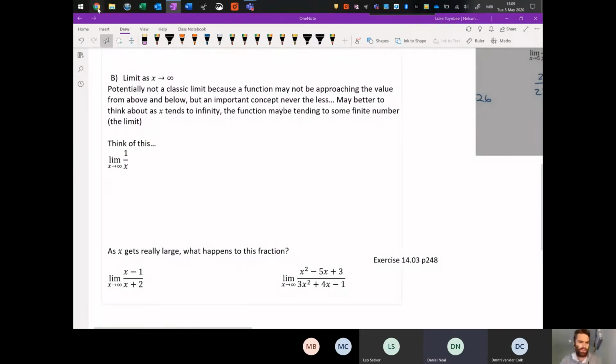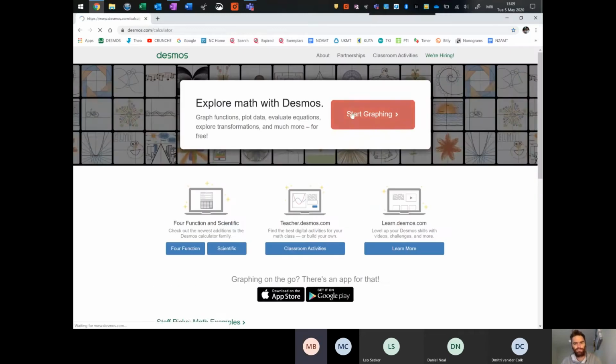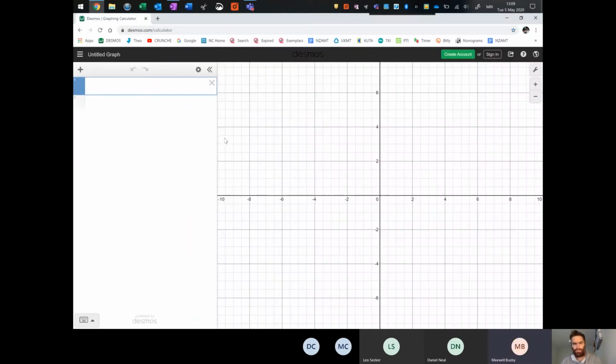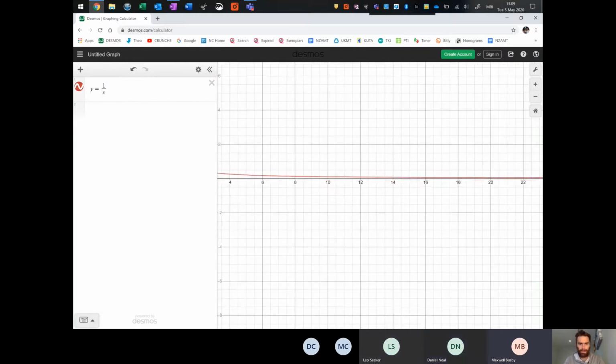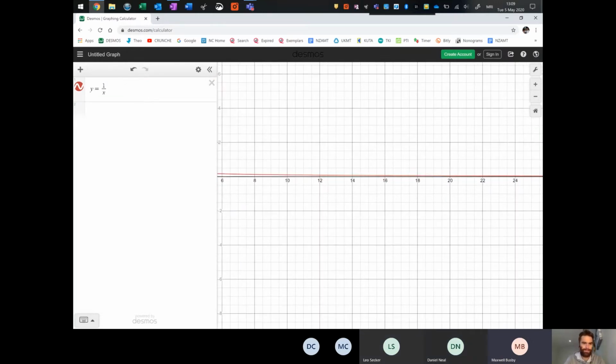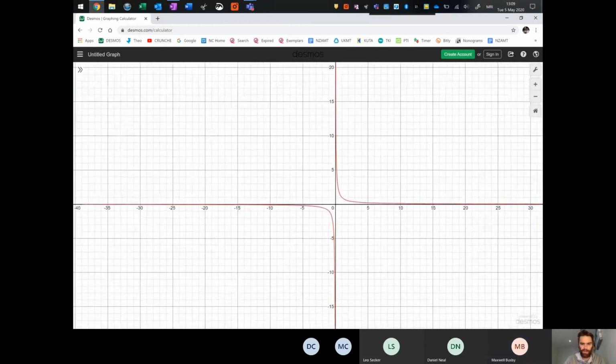As 1 over x, what does that approach as x gets closer and closer to infinity? Is it closer to 0? Yeah, because what type of graph is y equals 1 over x? I can't remember the name of it, but it's a hyperbola. The cross one. Yeah, it's a hyperbola. It's the one on your screen now.